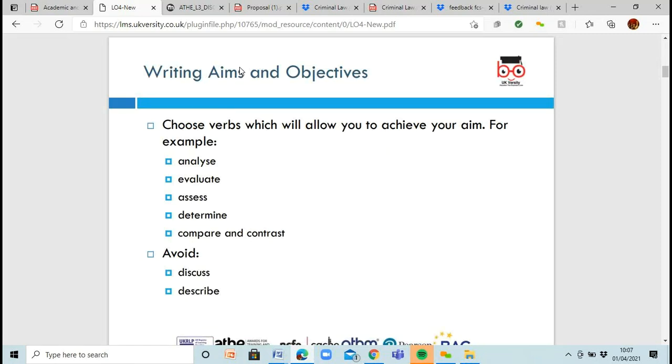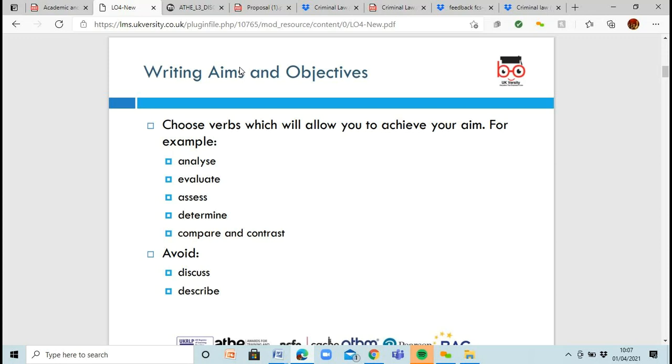So when you're actually looking to create a research project, there are some aims and objectives that you need to look at. There are some good ones that you can choose, and then there's some that you should really avoid. When you're looking to create a research project, choose verbs which will allow you to achieve your aim. So either choose analyze, evaluate, assess, determine, and compare and contrast.